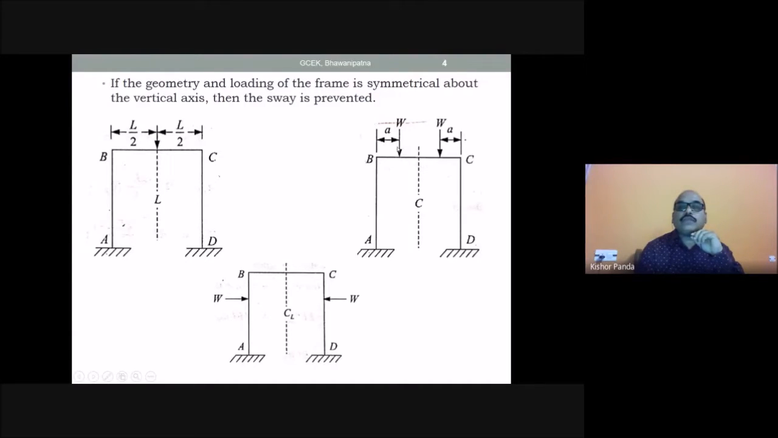And here also you see two loads present at a distance A from the joint B and at a distance A from the joint C. So this is symmetrical in loading and symmetrical in geometry, and here also you can prevent the sway. The load you have on this side, the same load you have on this side also. This is the center of the beam, and the geometry is symmetrical. So this is an example of the non-sway case. In the case of non-sway, there is no need to take delta, the lateral displacement. You only have to consider the rotational displacement.